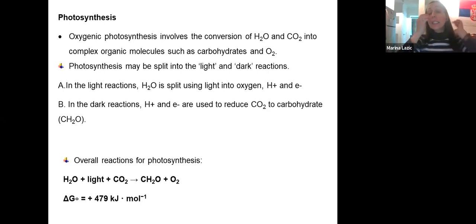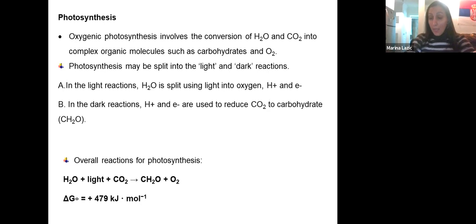Generally, photosynthesis is split into light and dark reactions. In light reactions, water is split using light into oxygen, protons, and electrons. And in dark reactions, protons and electrons that are made in light reactions are used to reduce fixed carbon dioxide to create some carbohydrate. And this is the overall reaction for photosynthesis.